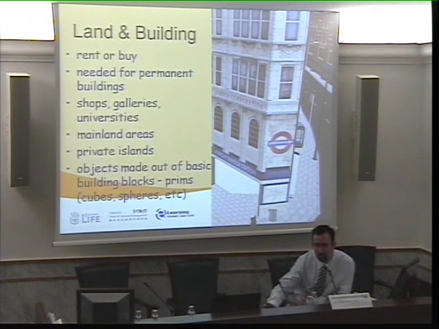As I mentioned, you can rent or buy land. These are mentioned for permanent sort of structures. However, you can create, depending on the access of different spaces, your own sort of buildings and objects and so on. Most of the objects are made out of a basic building block, called a prim in the technical jargon of Second Life.